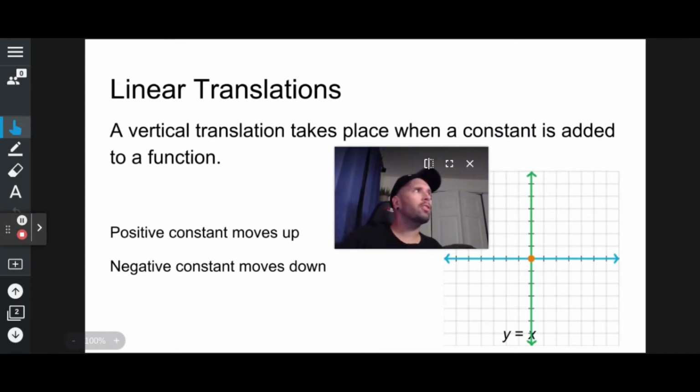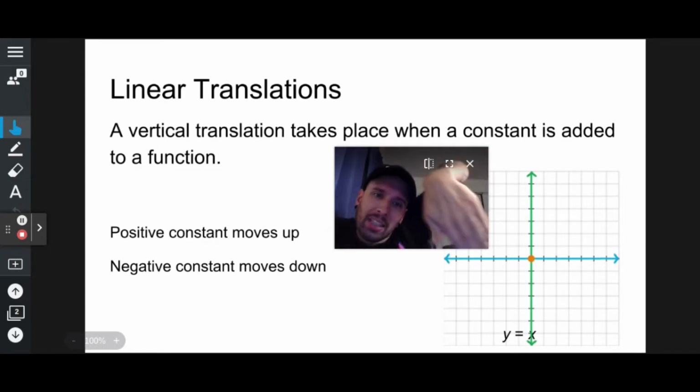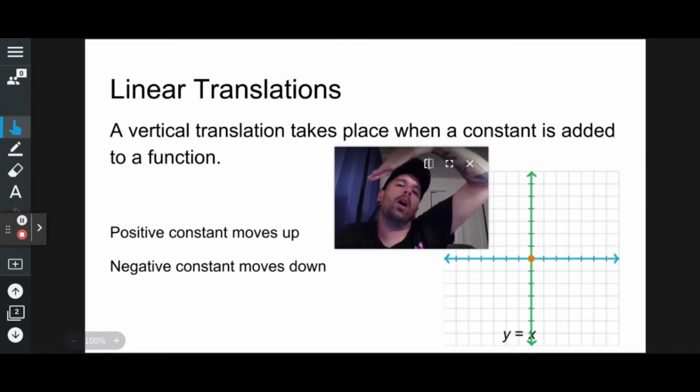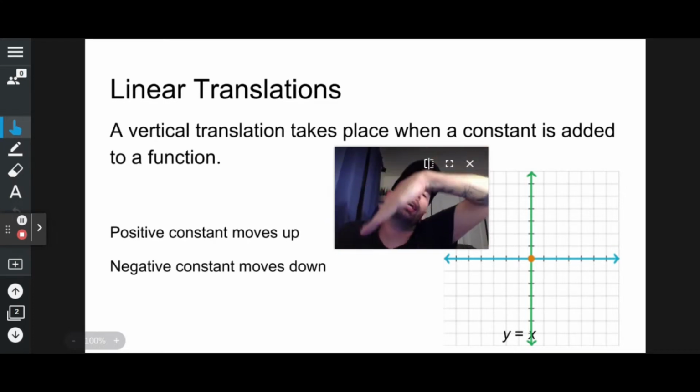Linear transformations, basically, or translations. Basically, what we're looking at is if I give you a line of some kind, right, and I move it up, down, left, right, make it steeper, make it upside down, make it shallower. What would that do to the equation that I'm given? Well, let's look at the three possibilities that we have.